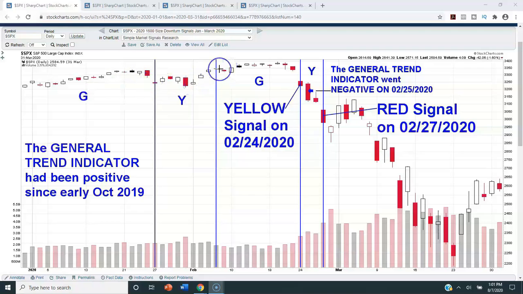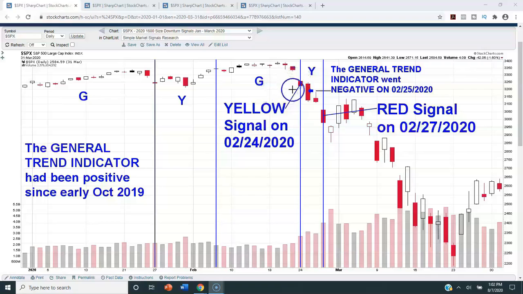We went back to green in the first part of February, and I warned my newsletter subscribers on Saturday, the 22nd of February, that I felt like the market was starting to roll over and that things were changing. And so I gave people a heads up right here over the weekend, and I told them that if the market continued to sell off, that we would probably see at least a yellow signal, if not worse, the following week. And that's exactly what happened.